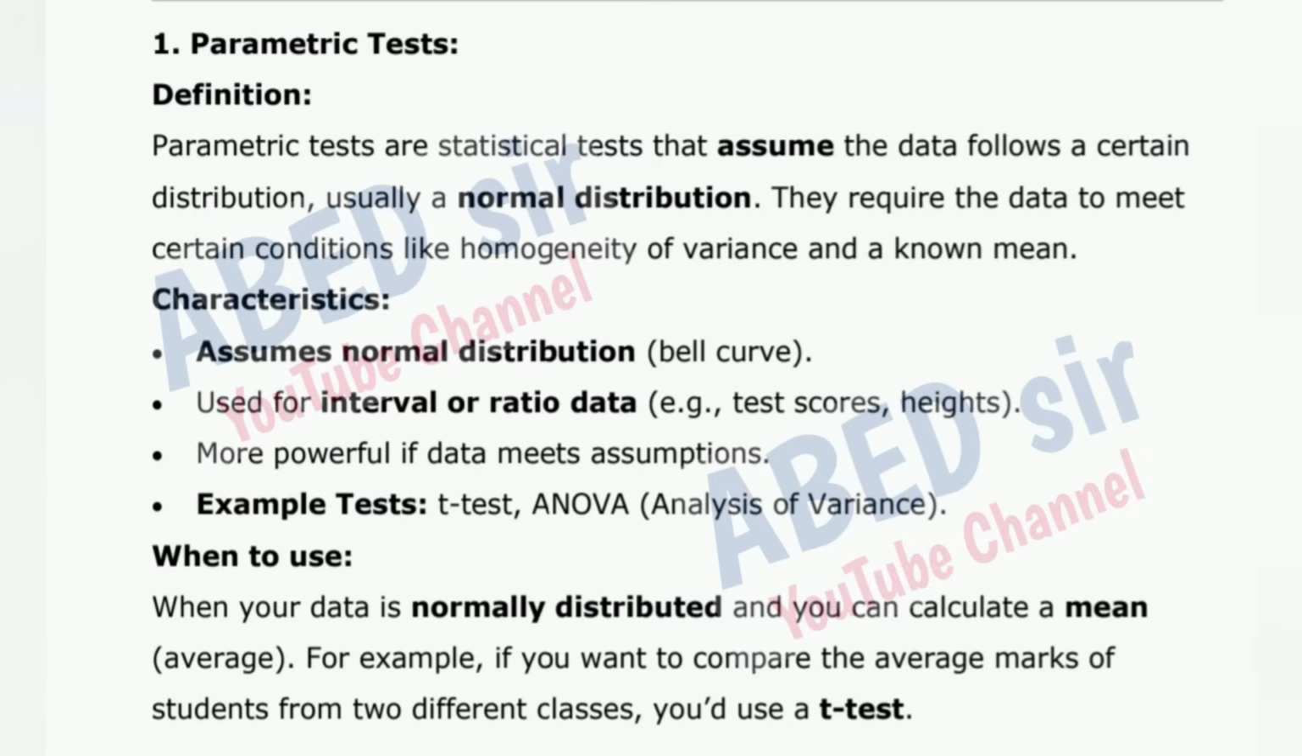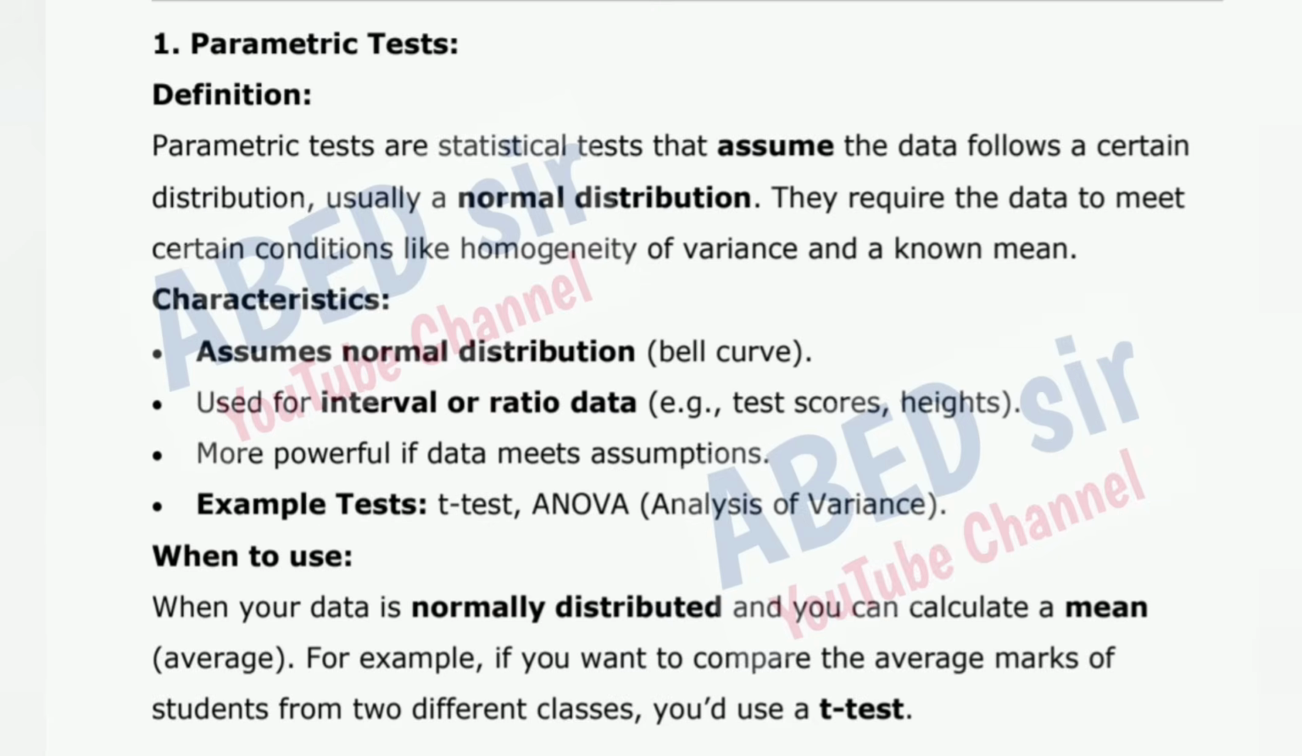1. Parametric tests. Definition. Parametric tests are statistical tests that assume the data follows a certain distribution, usually a normal distribution. They require the data to meet certain conditions like homogeneity of variance and a known mean.